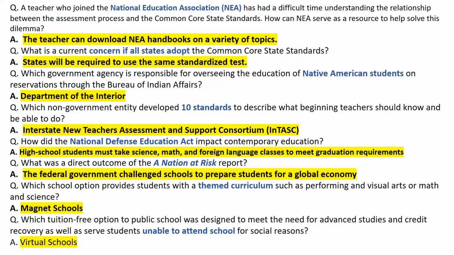Magnet schools. Which tuition-free option to public school was designed to meet the need for advanced studies and credit recovery, as well as serve students unable to attend school for social reasons? Virtual schools.